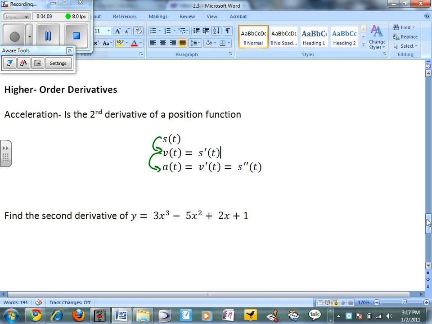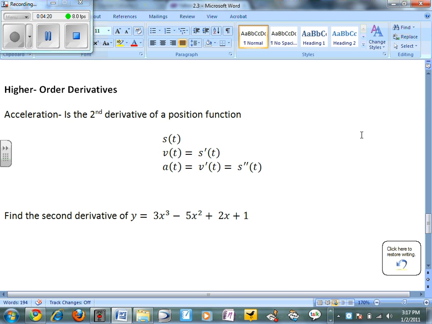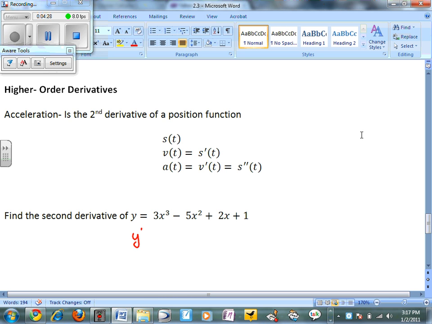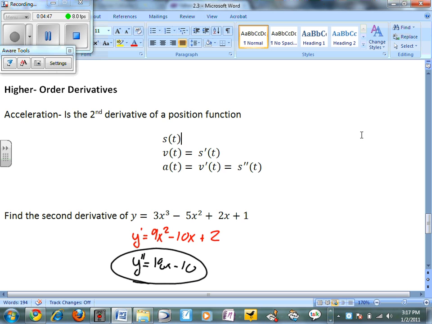Remember we did this last year in pre-calculus when we were trying to find the point of inflection, and that'll actually come up in chapter 3 in this book when we're talking about concavity and all that stuff. But anyway, just as a refresher, we want to find the second derivative of this equation right here. So first I have to do the first derivative. I'm going to have 9x squared minus 10x plus 2. And then finding the second derivative is simple. I'm just going to take the derivative again. I get 18x minus 10. And that answers our question.